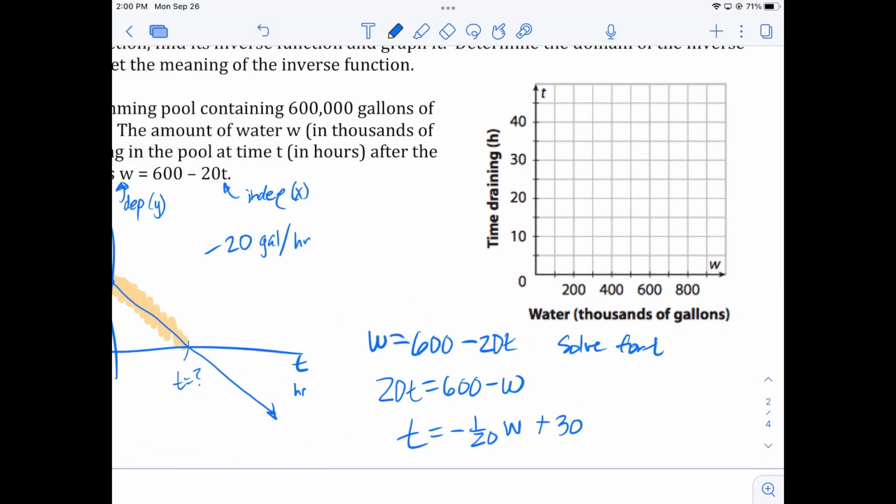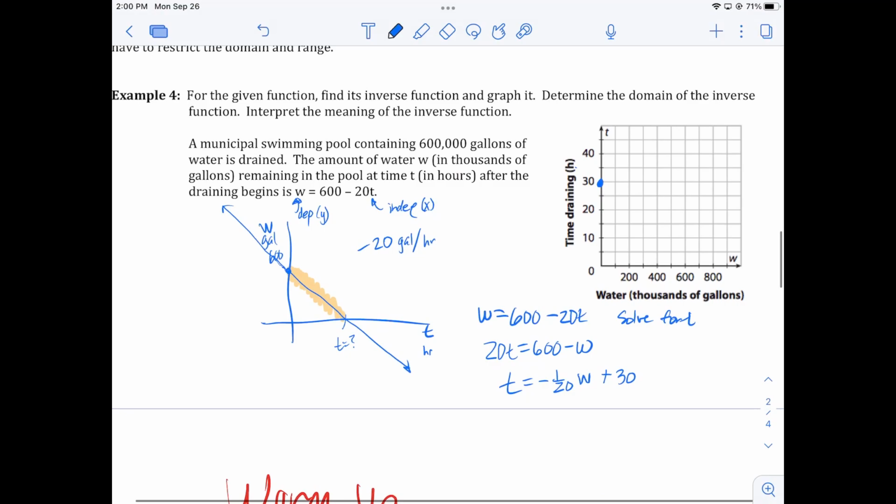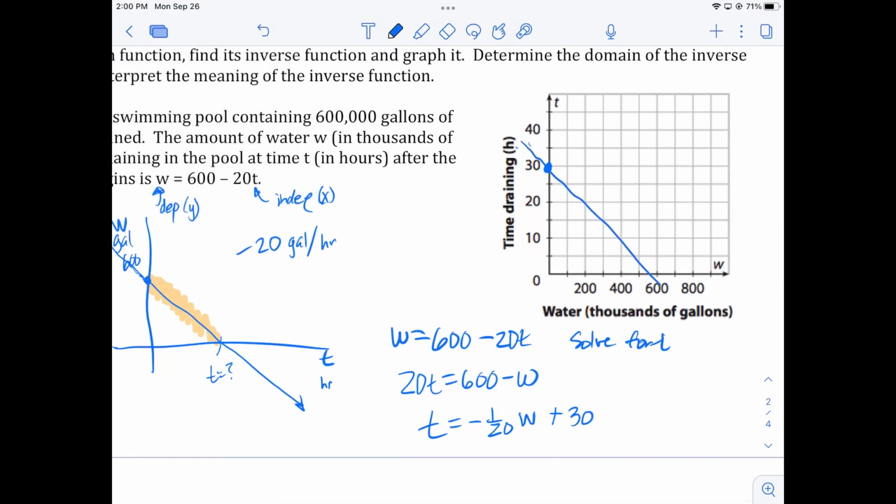But if I graph that, it's going to look like this. There's your y-intercept, and it's down 1 and right 20. So it's going to look something like this. We could find another intercept, 0, 30. It's going to be that first one reflected across the line y equals x. So it looks something like this. As more water drains, there's less time. Oh, time draining. This should be what?